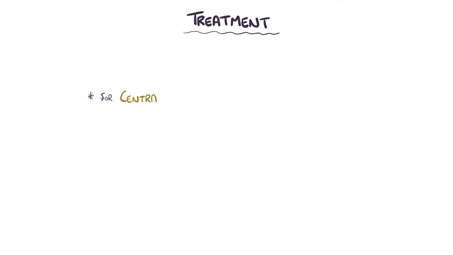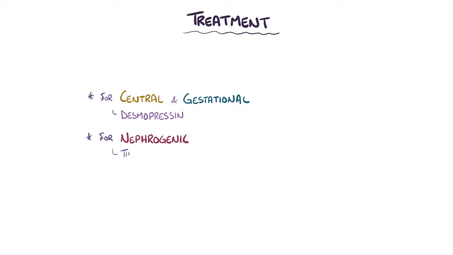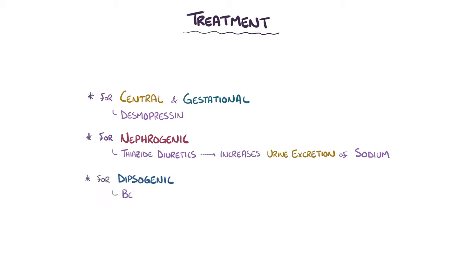Treating central and gestational diabetes insipidus relies on desmopressin to make up for the lack of ADH in the blood. For nephrogenic diabetes insipidus, drugs like thiazide diuretics can be given to increase urine excretion of sodium. Since sodium contributes to blood osmolality, getting rid of sodium reduces blood osmolality and stops the hypothalamus from stimulating thirst. In the case of dipsogenic diabetes insipidus, behavioral therapy can help reduce fluid consumption.